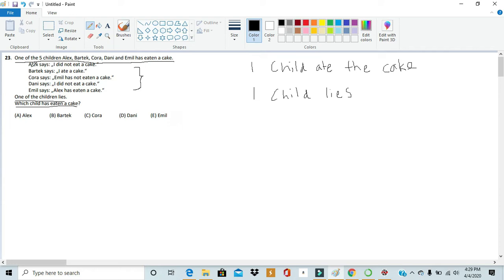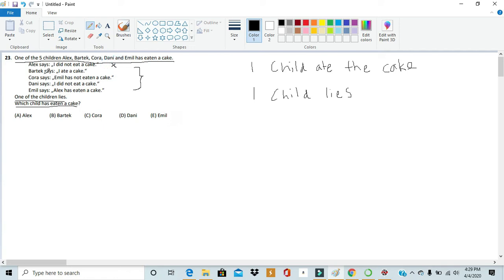Let's say Alex is the liar. If Alex is the liar, then when he says that he did not eat cake, he really did eat cake. That means that everyone else is telling the truth. However, this won't work, because if Alex ate cake, then Bartek is now telling the truth, because Alex is our designated liar. Bartek says he ate the cake, and Alex, lying, ate the cake. These 2 cases won't work with one another. Thus, Alex cannot be the liar, so we can eliminate Alex from our options.